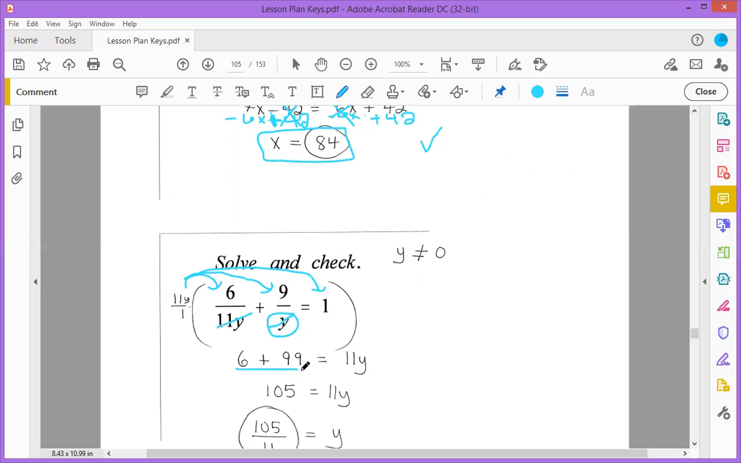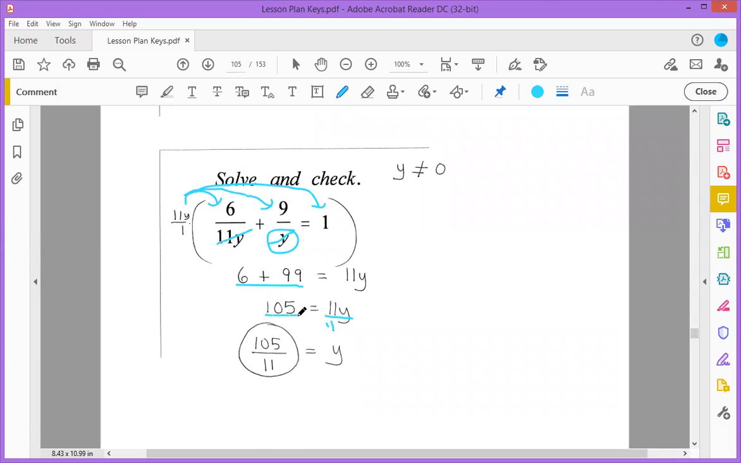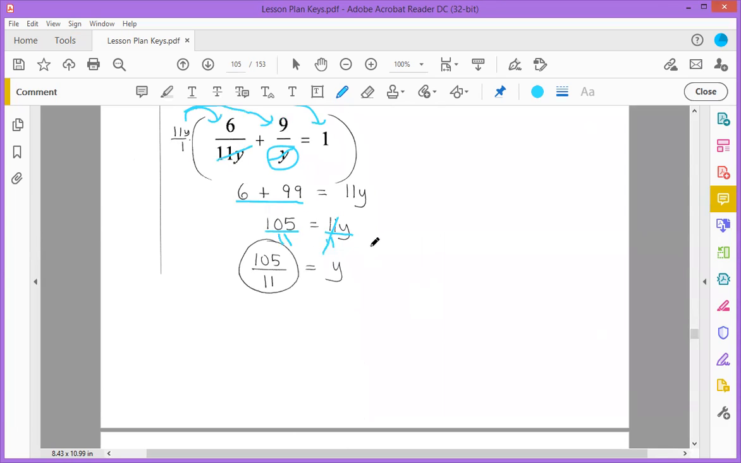Now we're going to combine like terms over here on the left. 6 plus 99 gives us 105, and that equals 11y. We'll divide both sides of this equation by 11 to solve, and we'll get our answer. The 11s will cancel out, so y equals 105 divided by 11.